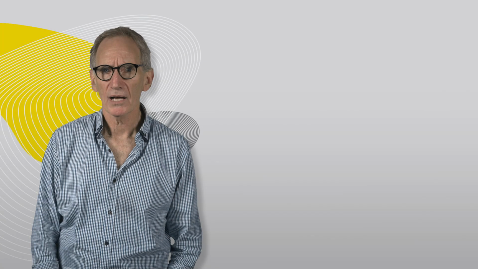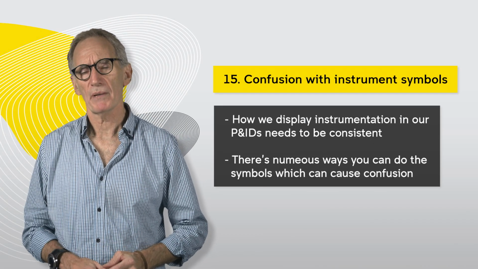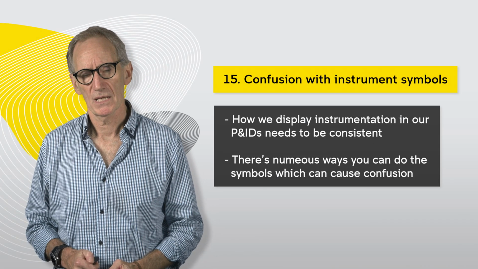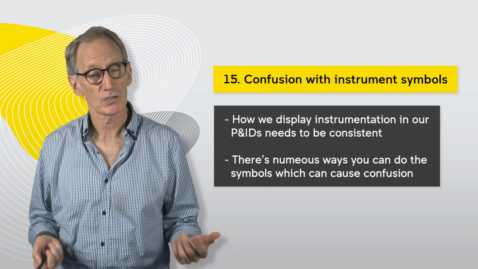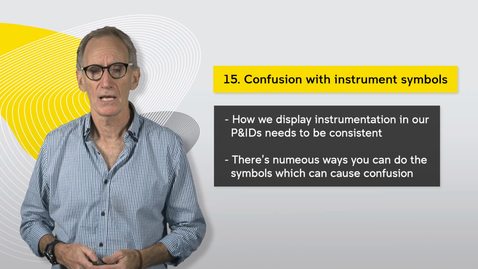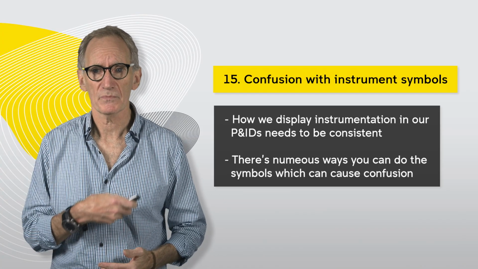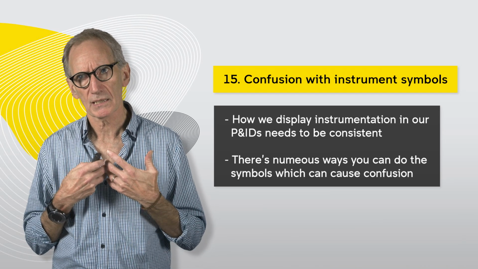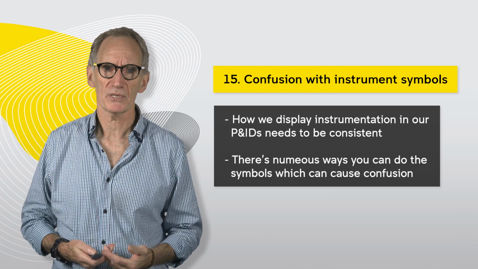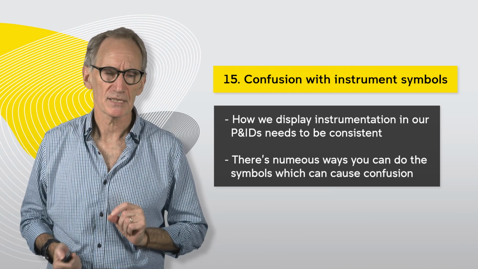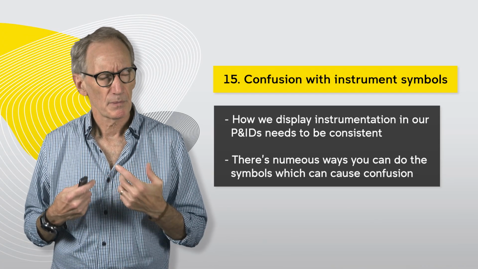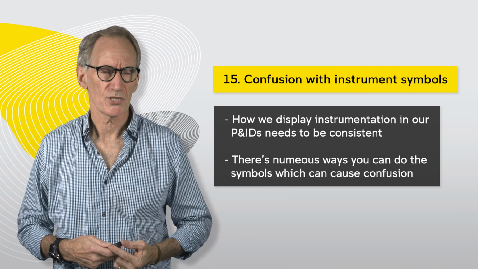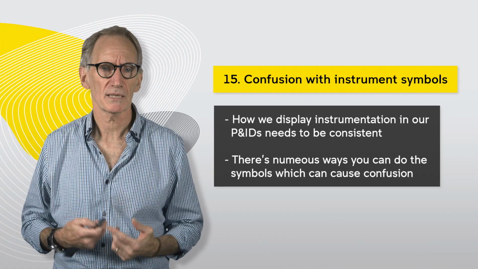Another common error I see people making is confusion about instrument symbols. Now, we use a lot of instrumentation. I've already talked about the importance of instrumentation for our designs, and particularly for future-proofing them. So we do need a lot of instrumentation, but the way we display instrumentation, or show it on a P&ID, needs to be consistent.